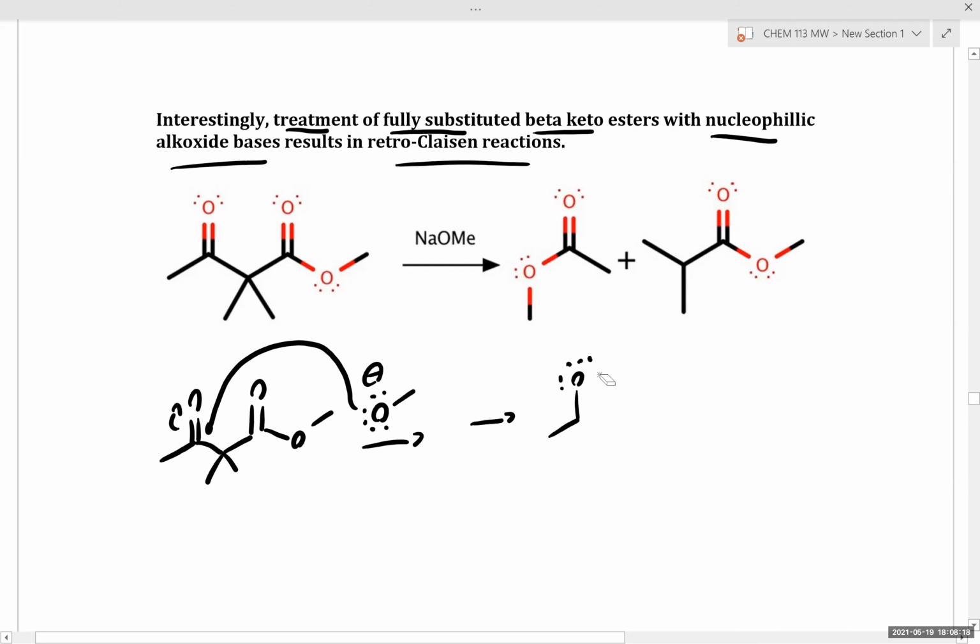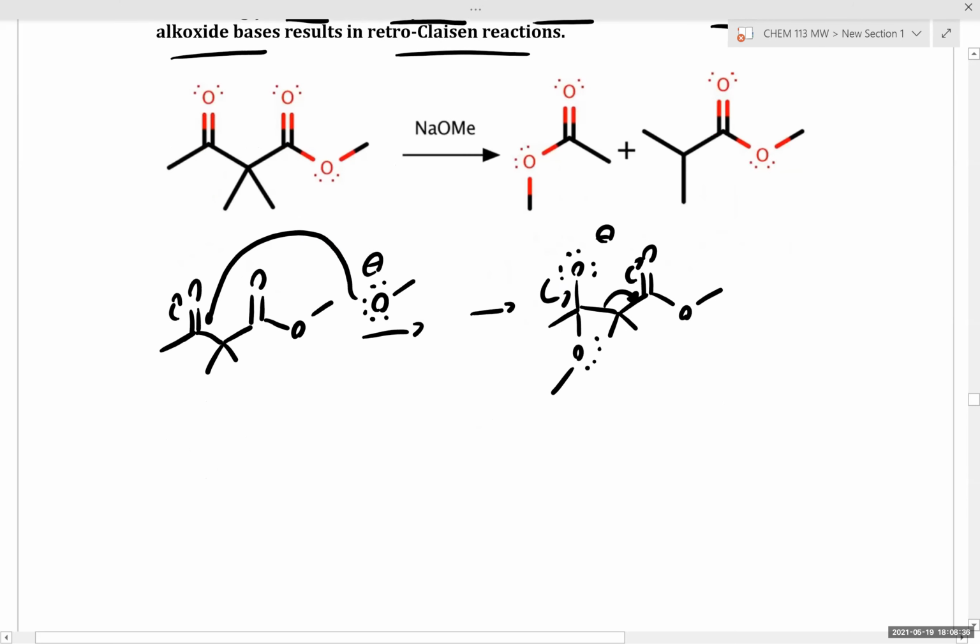Though in most cases, the Retro-Claisen reaction is not desired. It's often an undesired side reaction or an undesired outcome, because generally we prefer to form carbon-carbon bonds rather than decompose high-value carbon-carbon bonds. Nonetheless, it's important to note that the Retro-Claisen reaction does have its synthetic uses. Does this make sense to everyone so far?